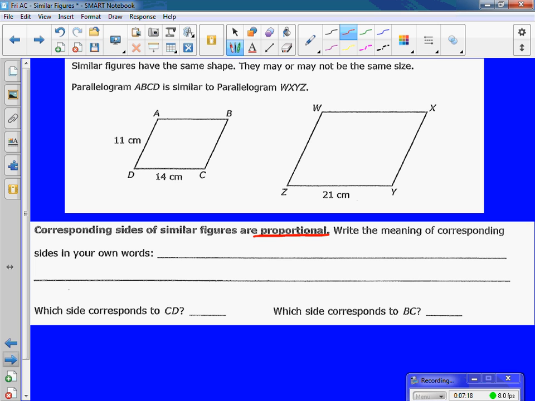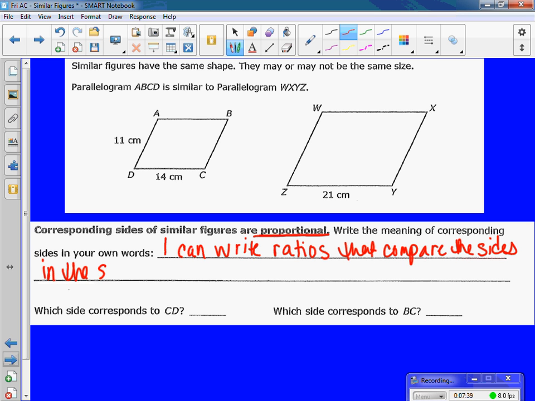One possible response would be, I can write ratios that compare the sides in the same location. Again, same location is talking about corresponding. That's what that word means.